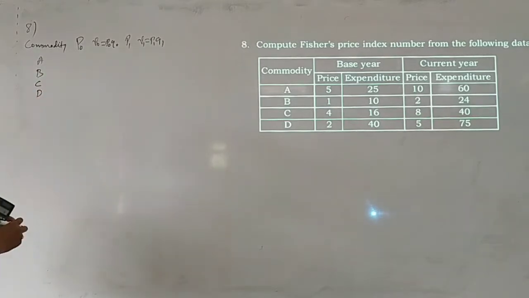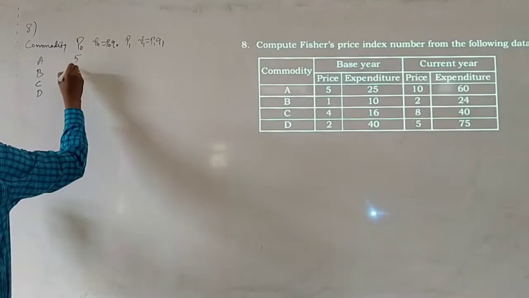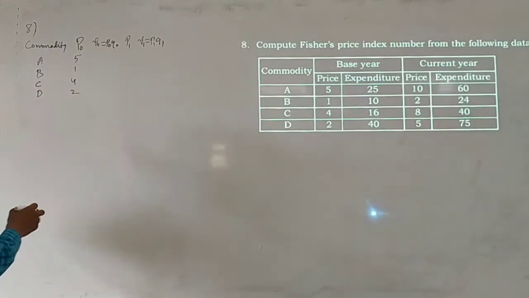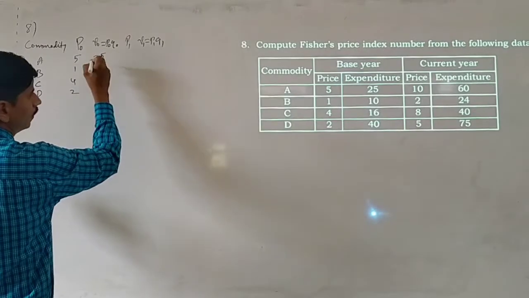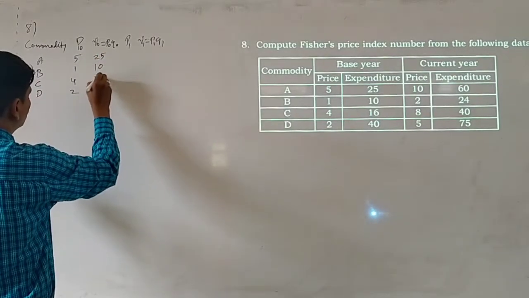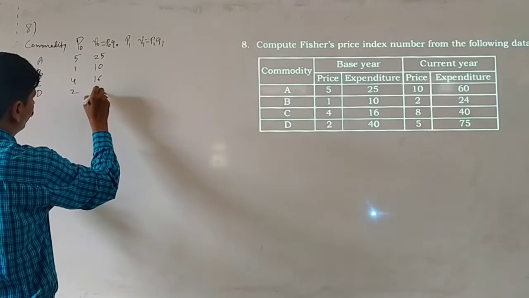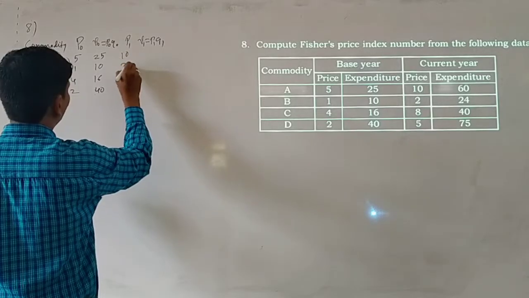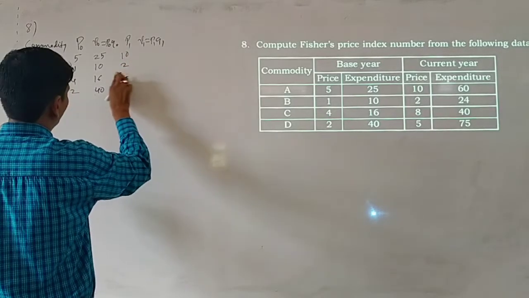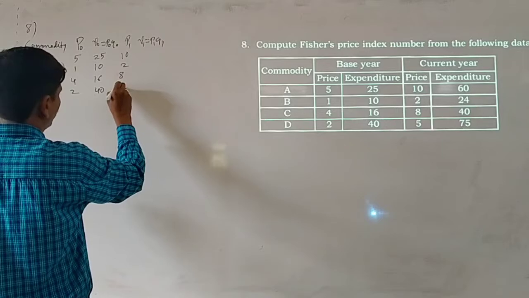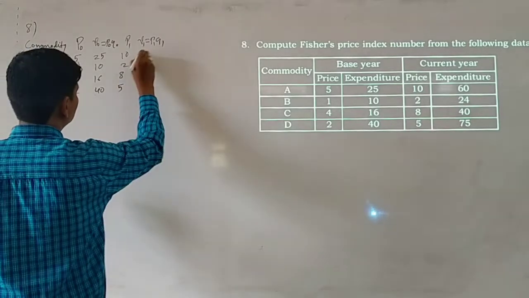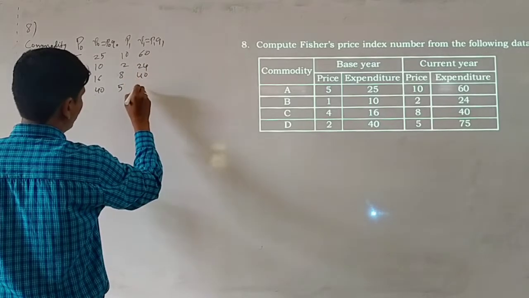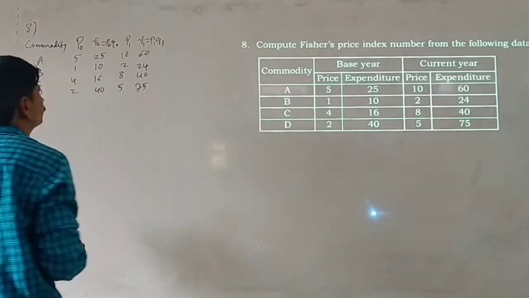With respect to base year prices 5, 1, 4, 2. The next, base year expenditure 25, 10, 16 and 14. The next, current year price 10, 2, 8, 5. The next, current year expenditure 60, 24, 40 and 75.